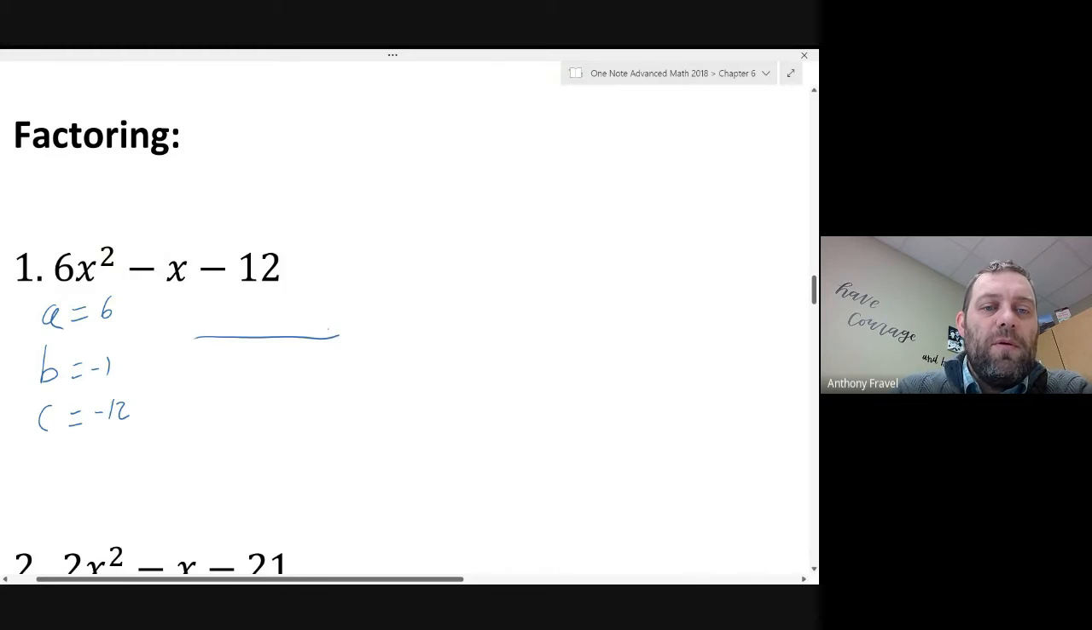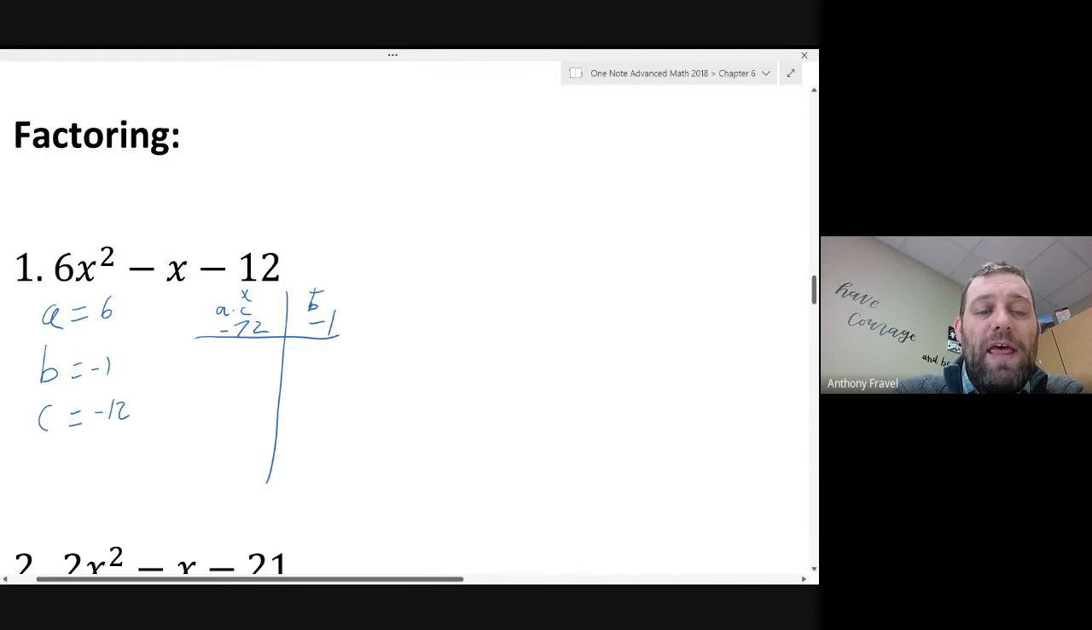Just like before, we do that kind of factor tree. We multiply, and then I have the addition. Okay, remember this is A times C. This one is just going to be the value of my B. So A times C is going to be 6 times negative 12. That gives me negative 72. My B value is going to be negative 1.